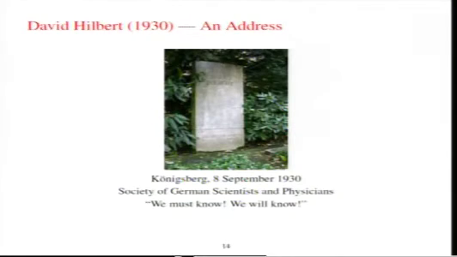And he went on with this great optimism, and indeed he gave a famous address at the Society of German Scientists and Physicians in September 1930 in Königsberg, and he concluded it by being very optimistic, saying there's nothing that you can't find out using mathematics, very explicitly repudiating the idea of undecidability, and concluded it famously by saying, we must know, we will know.